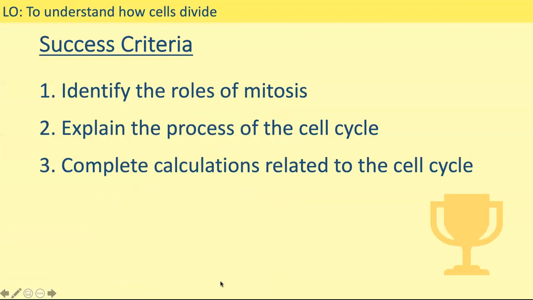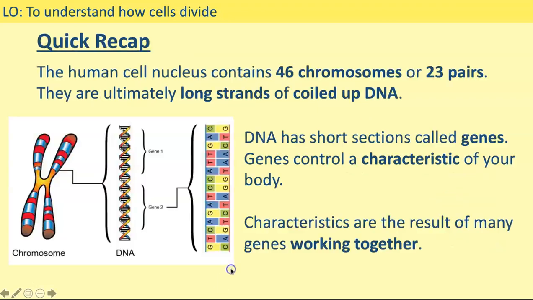The success criteria for today's screencast is to identify the roles of mitosis, explain the process of the cell cycle, and complete calculations related to the cell cycle. So a quick recap before we get on to the cell cycle. The human cell nucleus contains 46 chromosomes in 23 pairs.